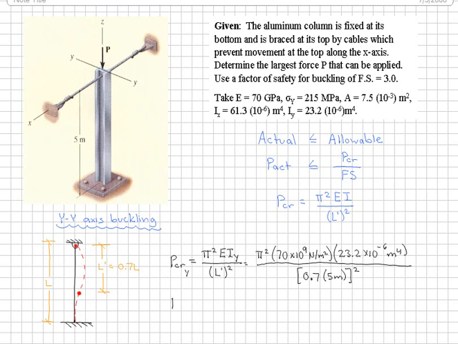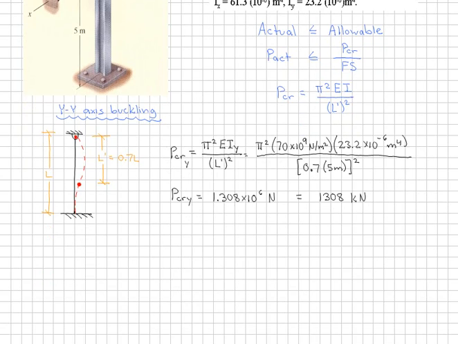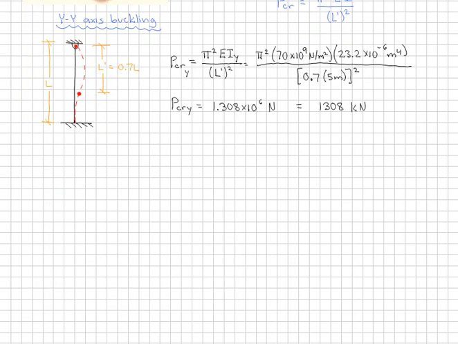If you enter these values into your calculator, you'll come up with a critical buckling load about the y-axis of 1.308 times 10 to the 6th newtons. When we deal with loads in the SI system, we typically convert to kilonewtons, so we just need to divide by 1,000. We get 1,308 kilonewtons. That takes care of buckling about the y-axis, or the weak axis. We now need to look at the x-axis, or the strong axis.